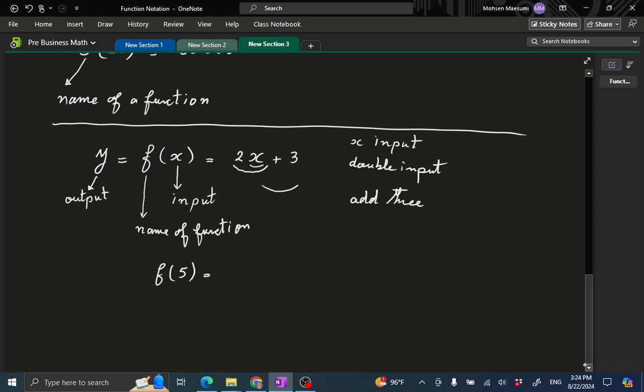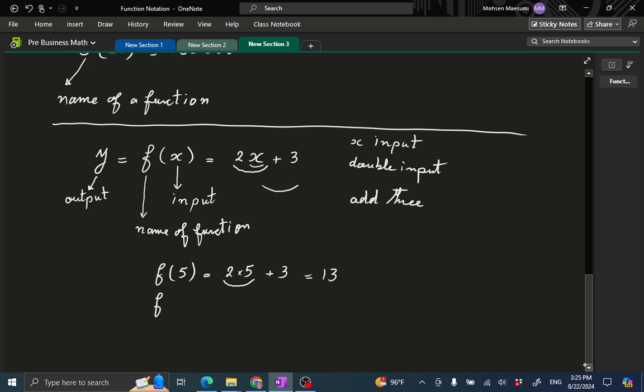So I'll have 5 coming in, that's my input. First I have to double it according to this, so that becomes 10. So I have 2 times 5 plus 3. And the important thing is to realize that this happens first. This is 10, and then I add 3 to it, becomes 13, as opposed to adding these two first, since we know that multiplication comes first in mathematics. So 2 times 5 plus 3 is 13.